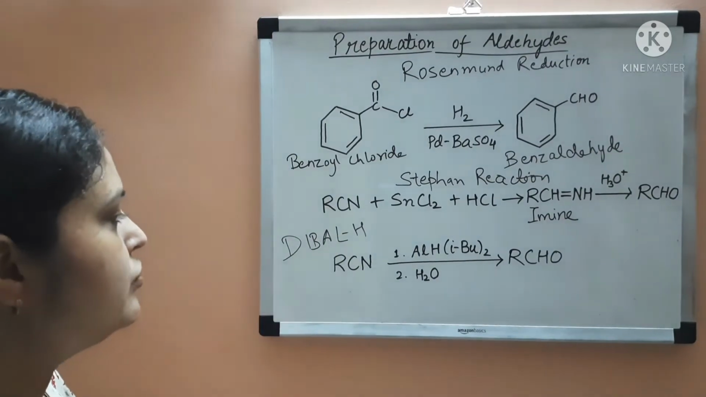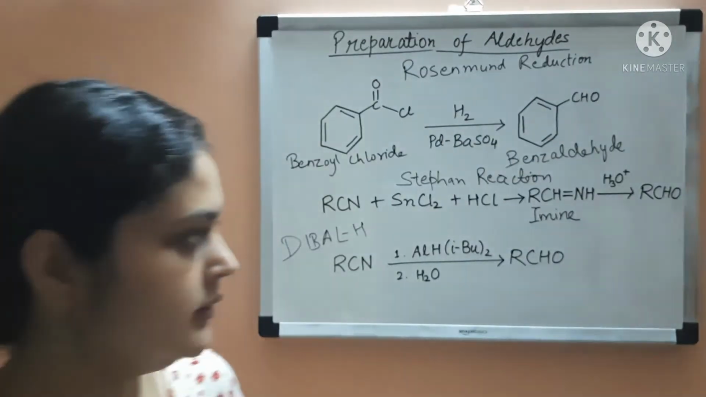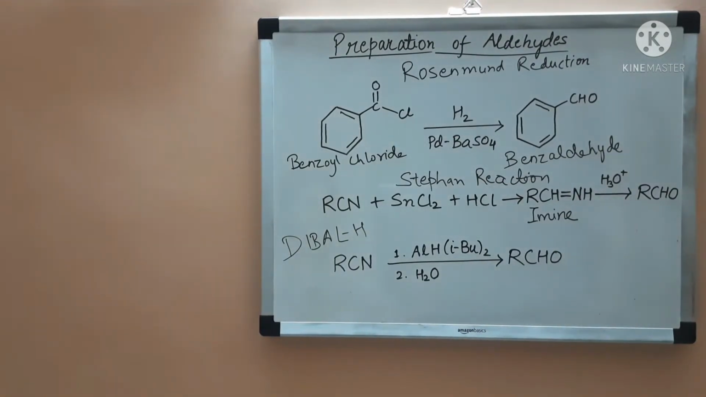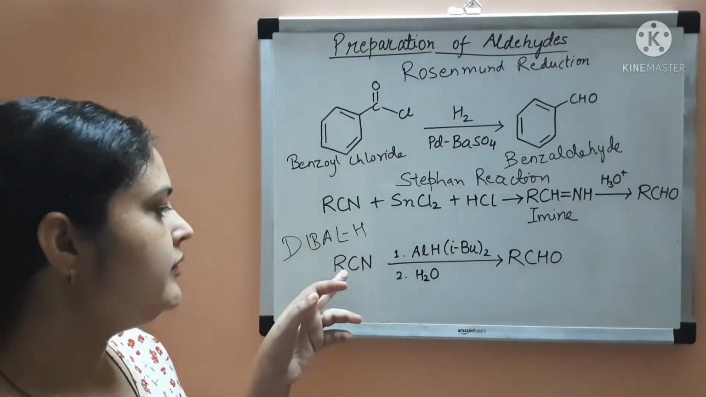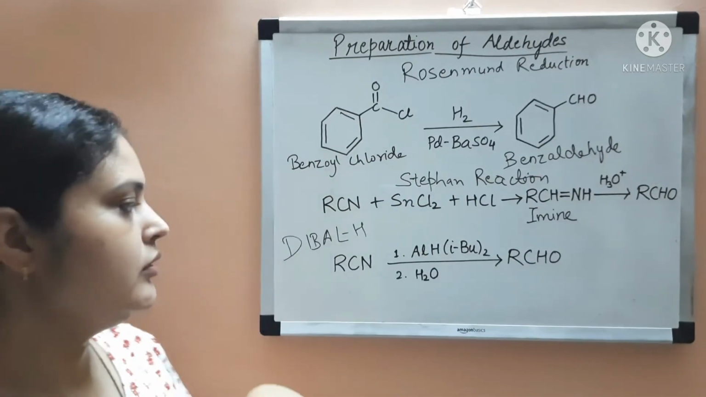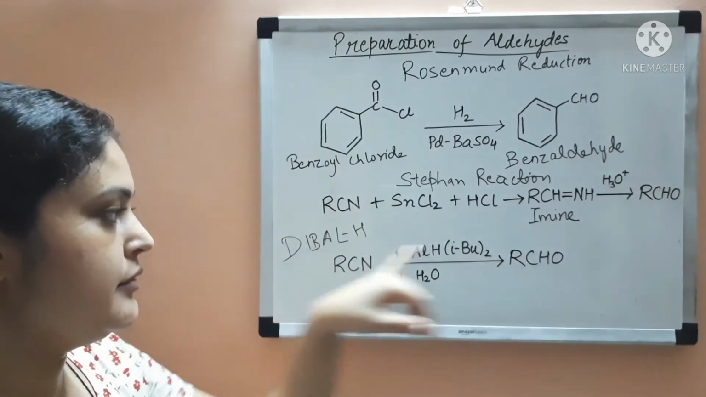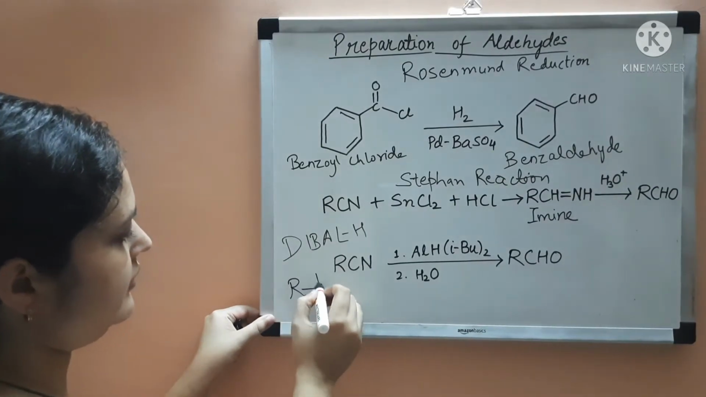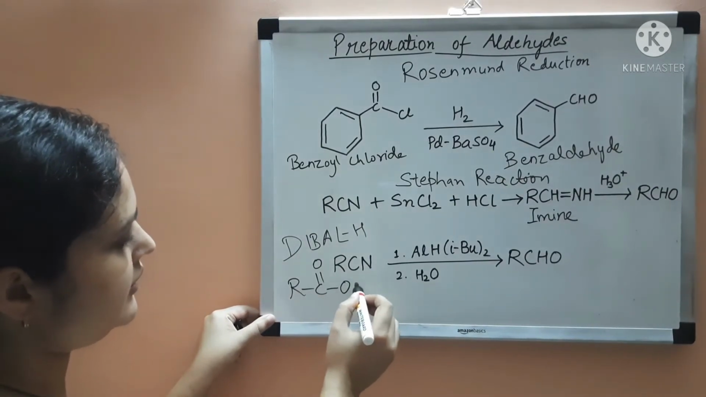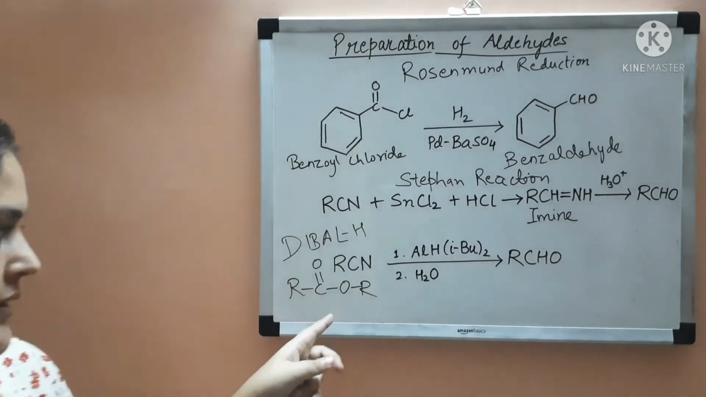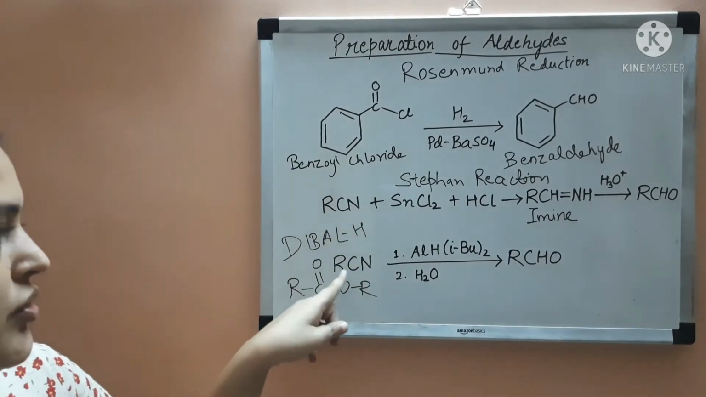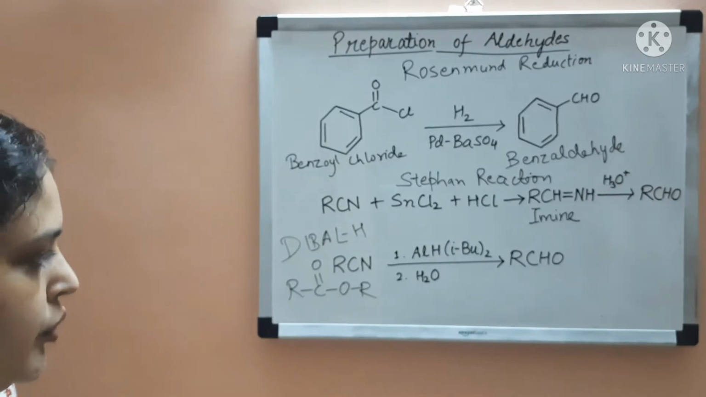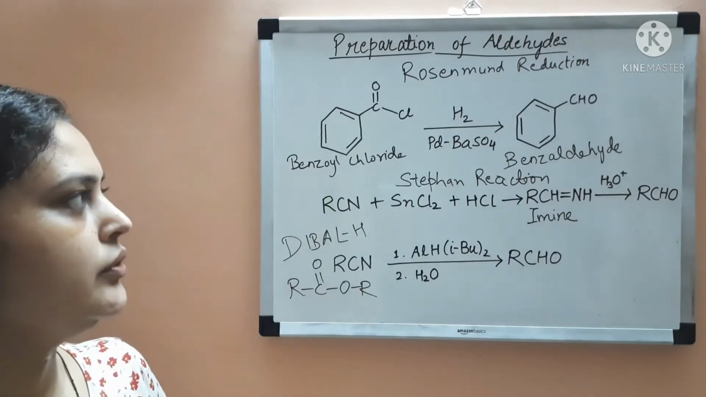Next we will see how to prepare aldehyde from hydrocarbons. Before proceeding to it, DIBAL-H can also change an ester to aldehyde. So we can use an ester here as well. Instead of RCN, we can add an ester as the reactant, then add DIBAL-H and hydrolyze it, and we get the aldehyde as the product. Now we will move to the hydrocarbons.